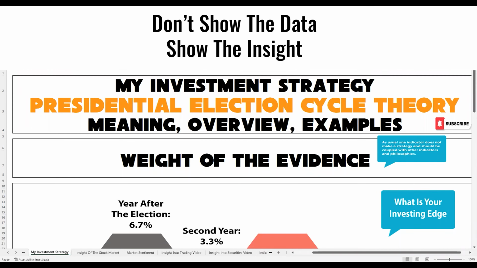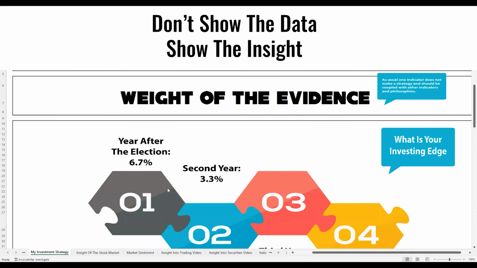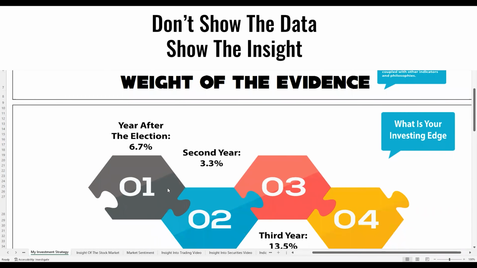What is the presidential election cycle theory? The presidential election cycle theory, developed by Yale Hirsch, the founder of Stock Traders Almanac, suggests that the stock market follows a predictable pattern after each U.S.